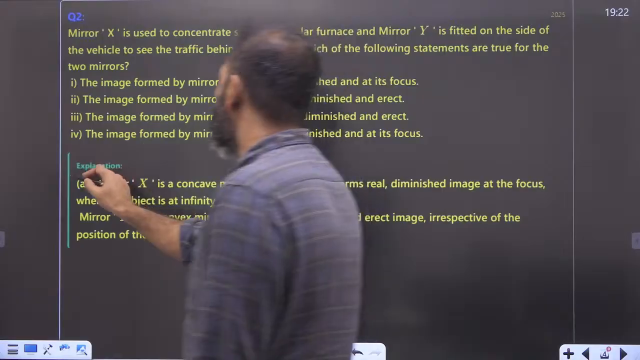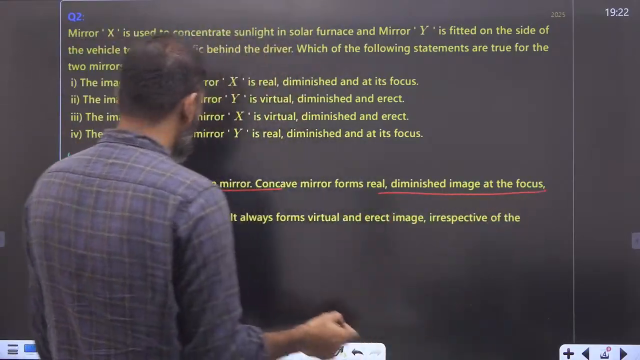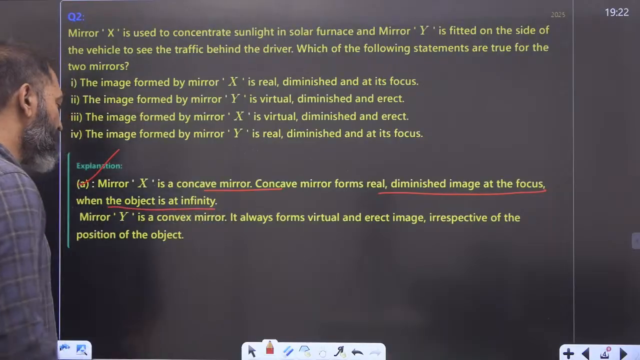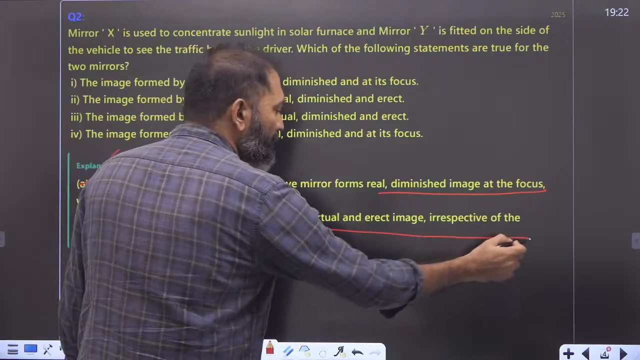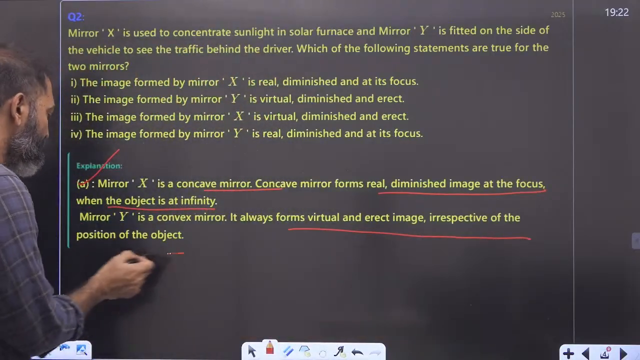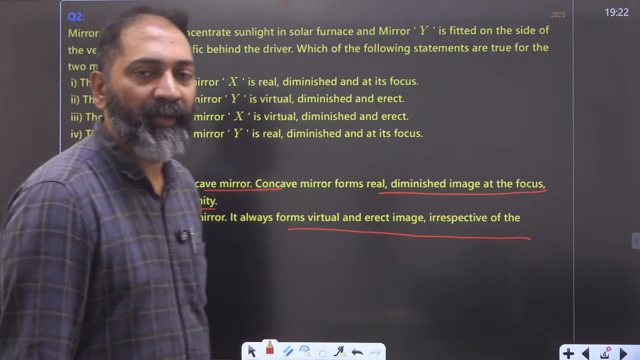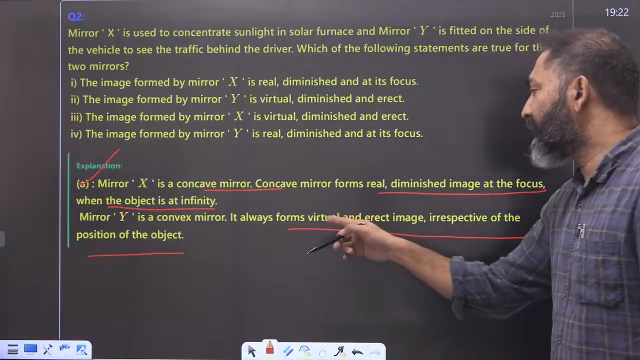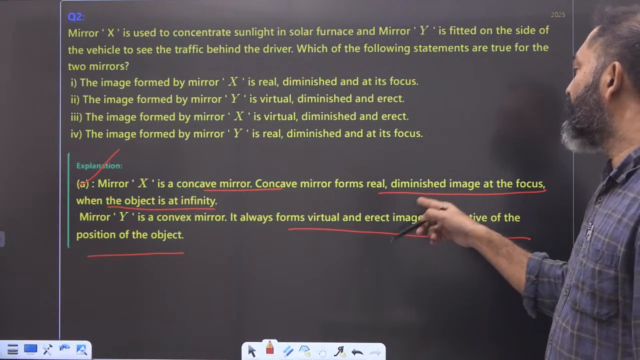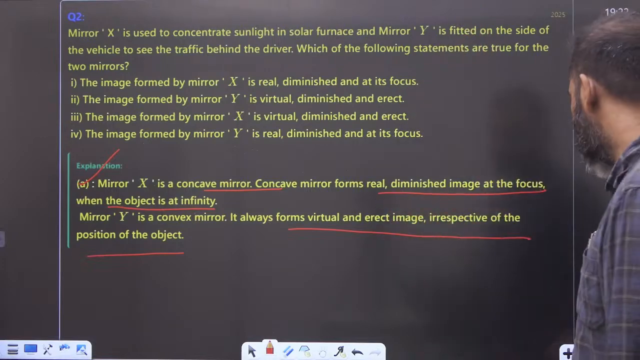Mirror X is used as what? Concave mirror. Concave mirror forms what? Real diminished image at the focus when the object is at infinity. Mirror Y is what? Convex mirror. It always forms what? Virtual erect image irrespective of the position of the object. So convex mirror always forms virtual and erect images. Concave mirror forms real diminished image at the focus when the object is at infinity. Any doubt?